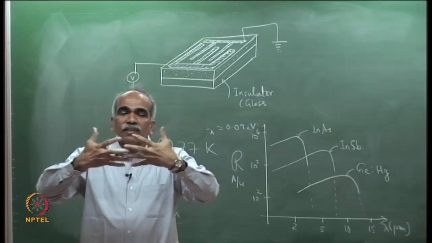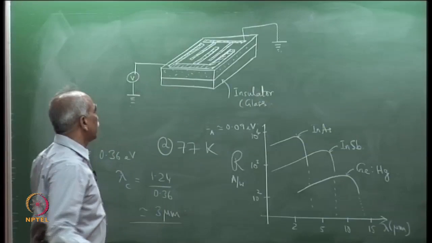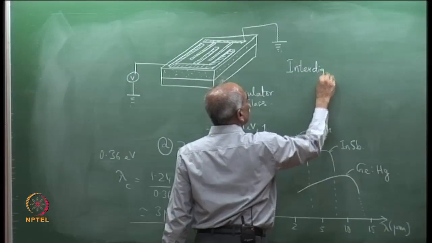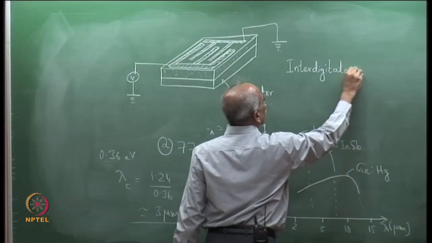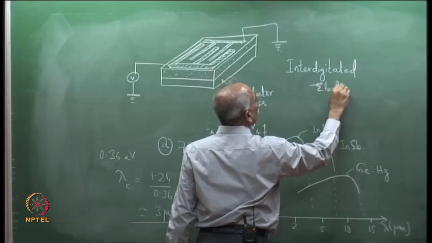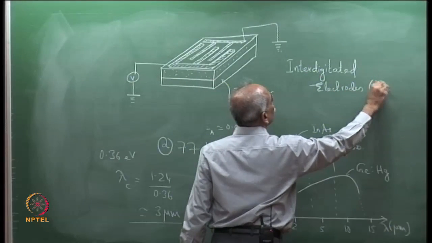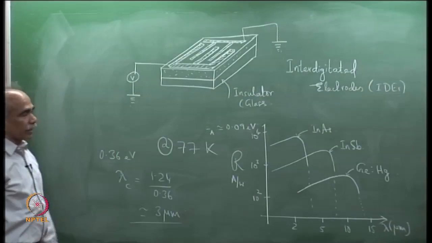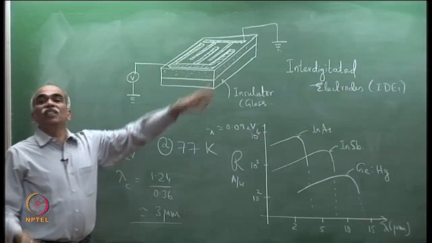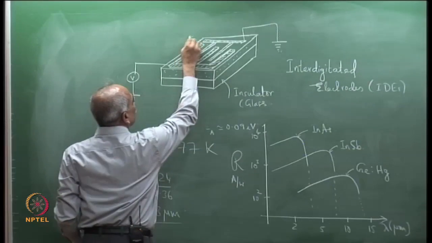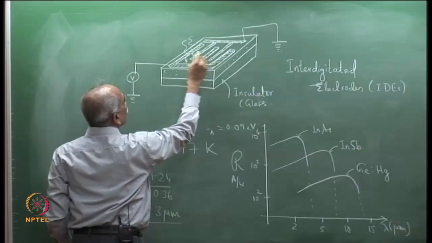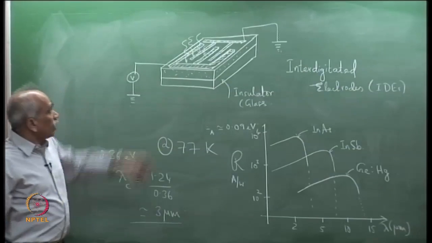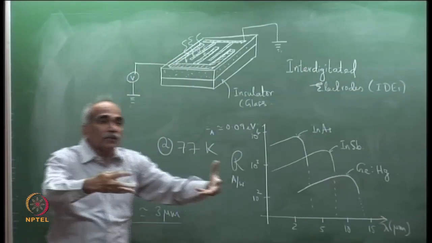So, it is interdigitated. They are called interdigitated electrodes, IDEs. The advantage is that this reduces the transit time. So, photons are incident here, that is light is incident. The advantage is the generated carriers will find an electrode very close.